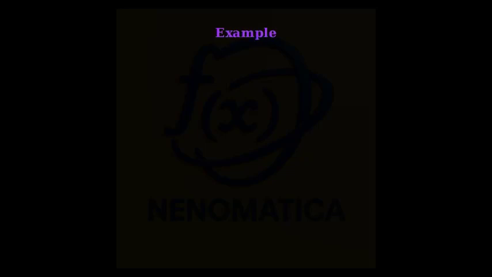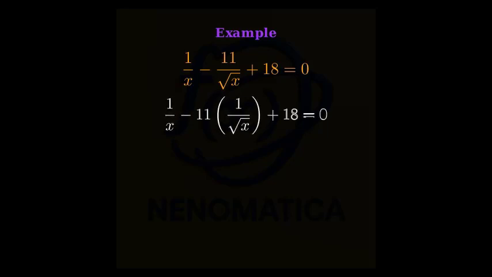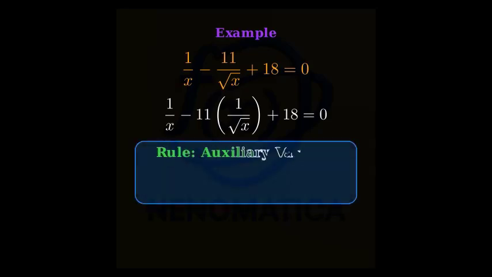In this example, we will solve a radical equation by introducing an auxiliary variable. First, read the problem. Step 1. Substitution analysis. Notice that 1 over x is the square of 1 over the square root of x. We will set y equal to 1 over the square root of x. Then we will rewrite the entire equation in terms of y.